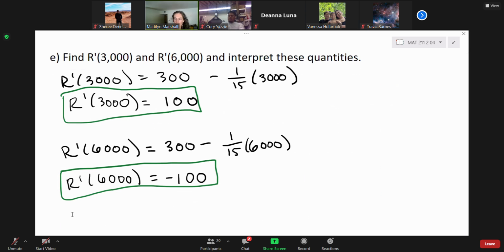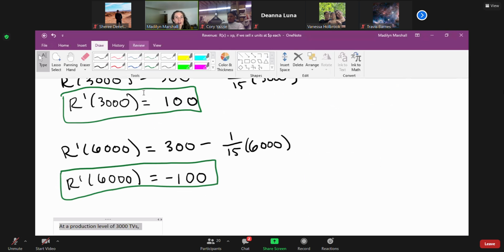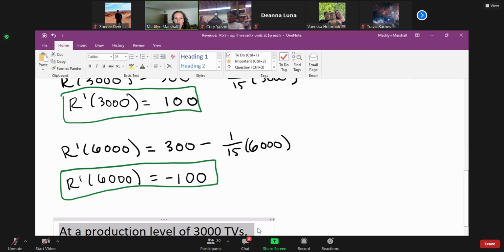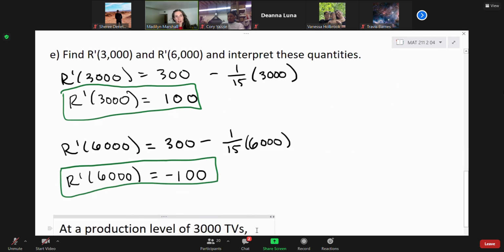So let's start with the 3,000 before we get there. Is this still E? This is still E, yes. Okay. This is the interpret these quantities part of E. So the 3,000, if we're plugging in 3,000 into R prime, that means at a production level of 3,000 TVs, what is happening? What does that 100 tell us?